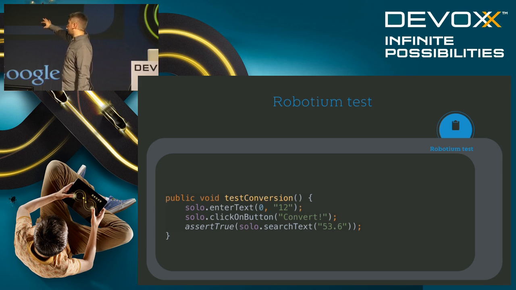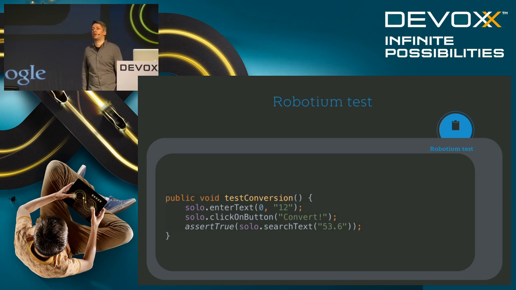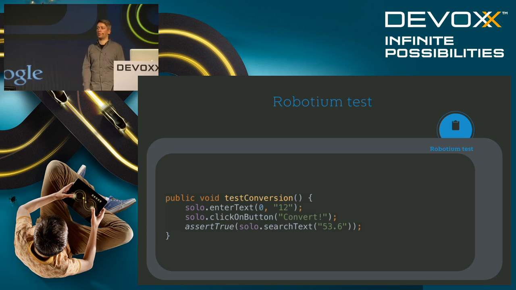I just say, if you find a button with convert on it, click on it, and afterwards I just do an assertion. And what I do is here, I ask Robotium, search for a text field which has 53.6. If you find that, in this scenario, I'm happy that this will be the output. This is, of course, maybe not the most robust test that you can write. I've just done this mainly because I wanted to show that with Robotium you could eliminate a lot of the boilerplate and you could really start making more concise and more readable tests.